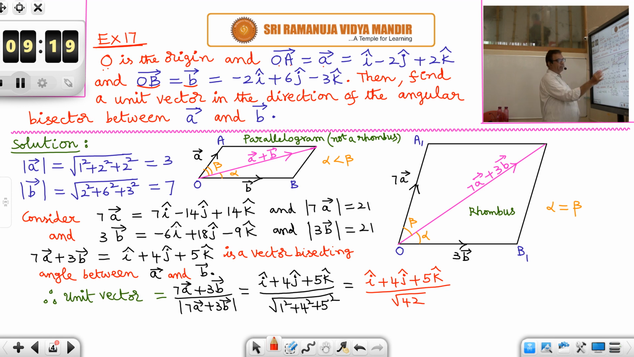Okay, see the diagram here. O is the origin. OA bar, point A is here. OA bar is A bar. And here B is the point. OB bar is B bar.